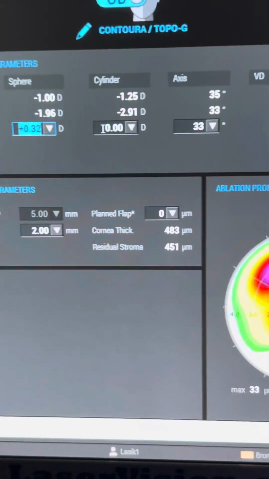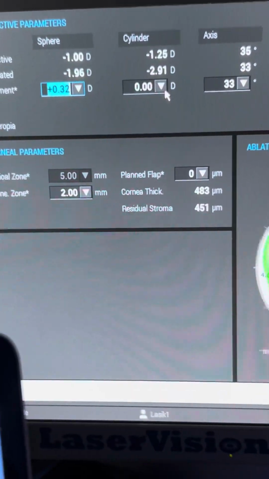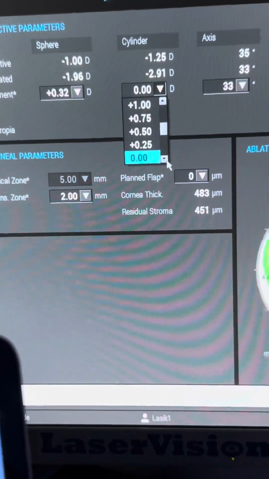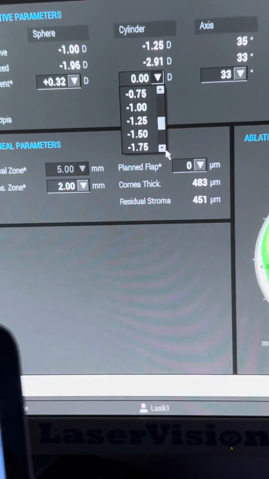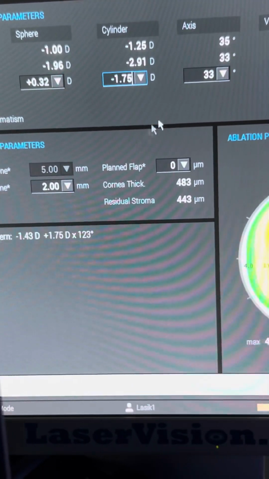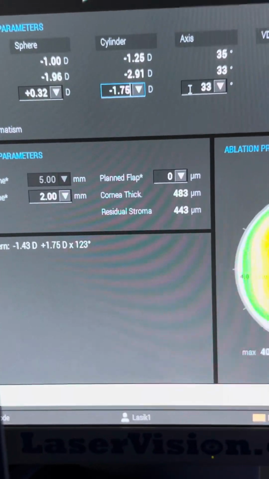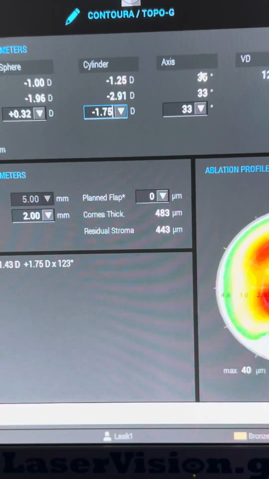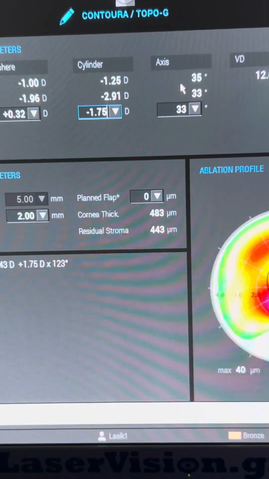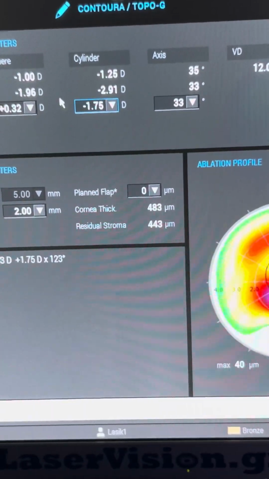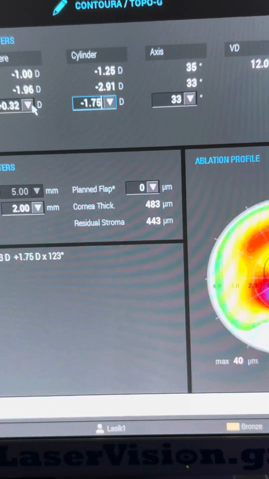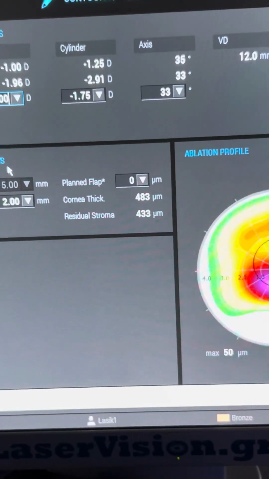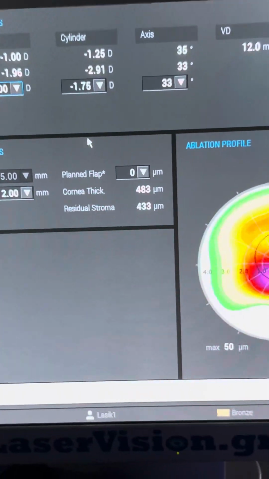So we will try and treat some of the cylinder, and the topographic cylinder is 2.91. We will treat here the maximum possible, so probably a 1.75. We will treat on the axis of the topography. It doesn't seem to be that far away from the refraction, which is unusual. The common case is that the refraction is completely different cylinder axis than the actual topographic, and we will treat arbitrarily maybe a diopter of myopia here. So this will be our treatment, -1, -1.75 at 33 degrees.